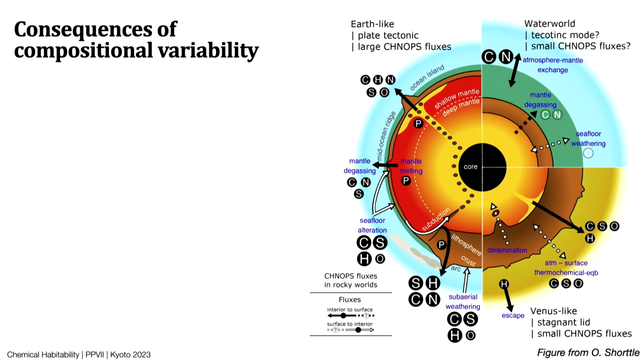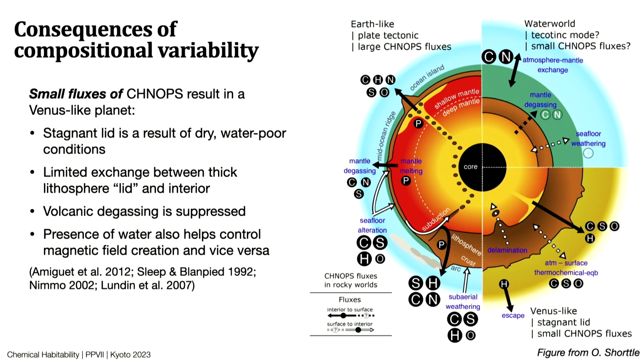So I talked about what processes are really required for habitability. Maybe there are alternate routes of formation that can lead to decreased or increased fluxes of these elements. On stagnant lid planets, of which modern Venus is likely an example, the thick lithosphere can only exchange with the interior by blobbing off at the bottom, and volcanic degassing from the interior is suppressed.